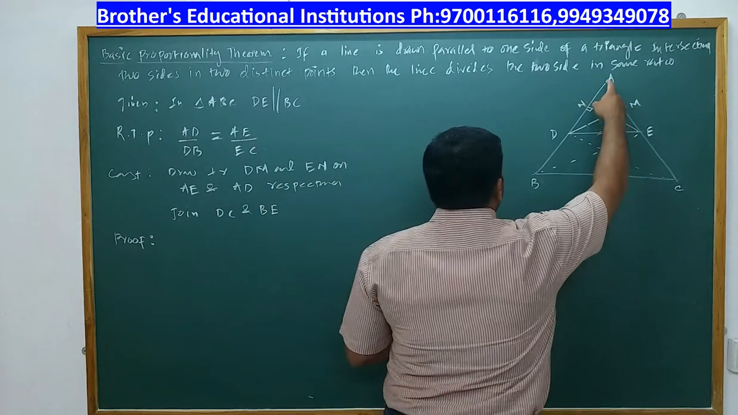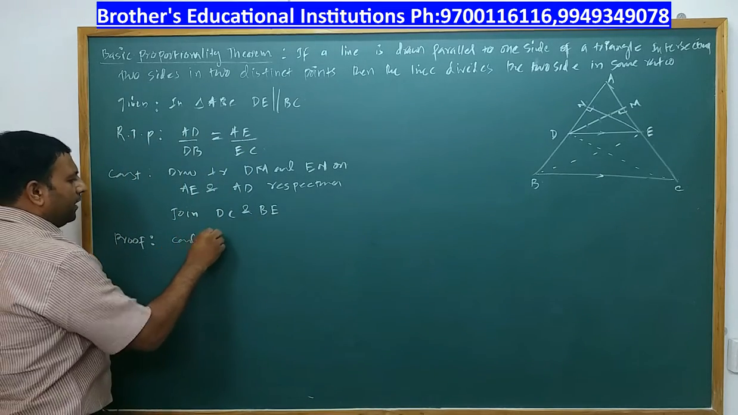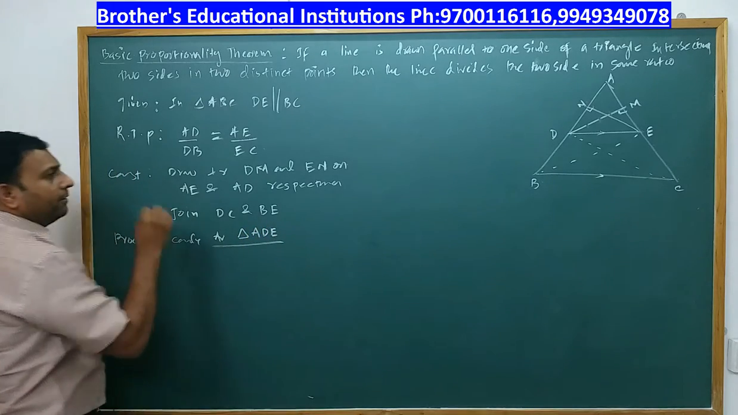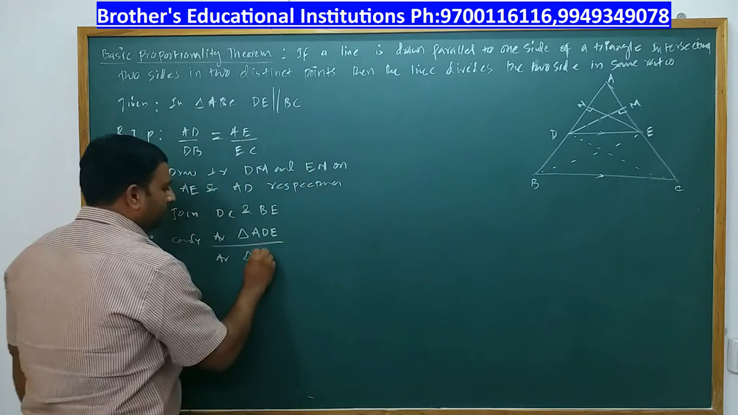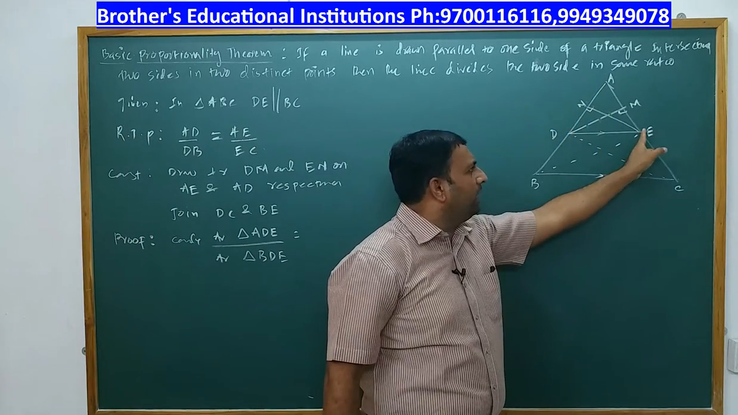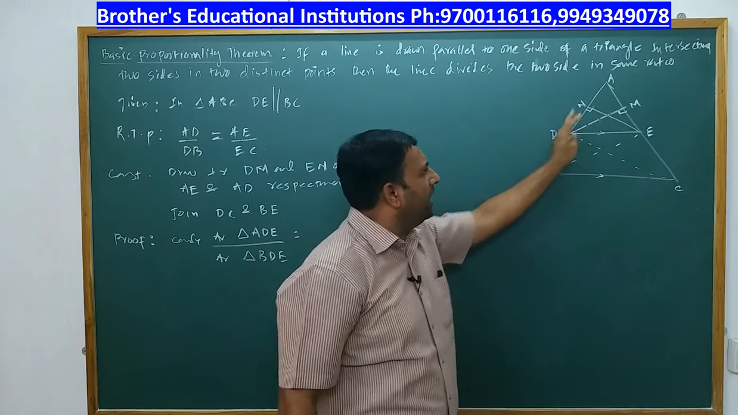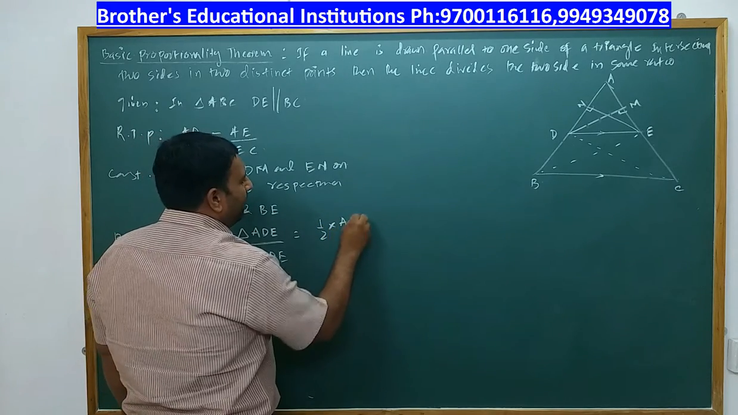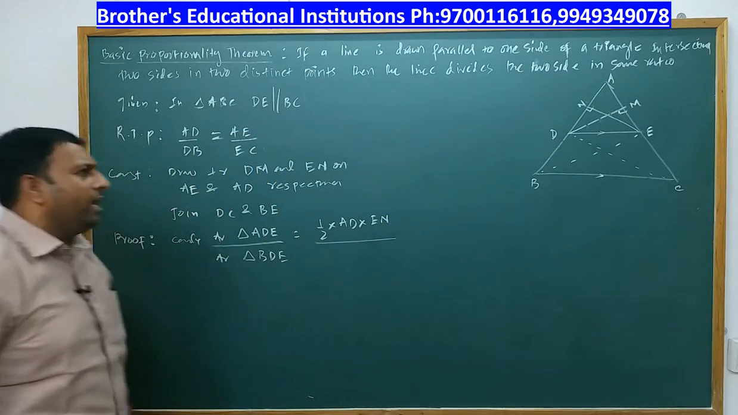How am I going to prove? First I will consider the area of triangle ADE. I'll say consider the area of triangle ADE by the area of triangle BDE. Now how do you find the area of triangle ADE? I've already discussed in the previous class. If I take AD as the base, the height will be EM. So it is half base AD into height EM.